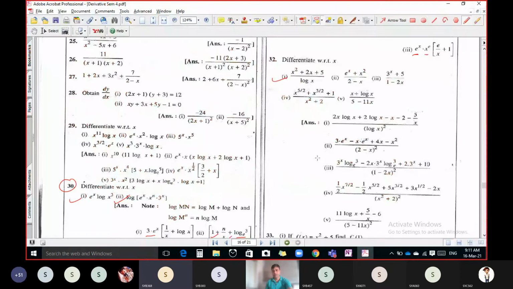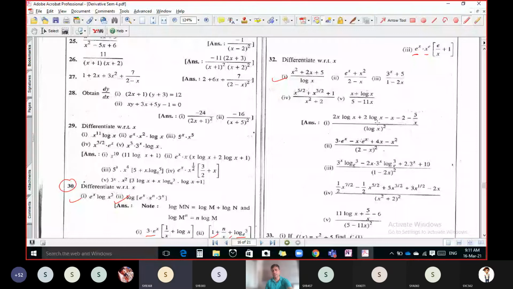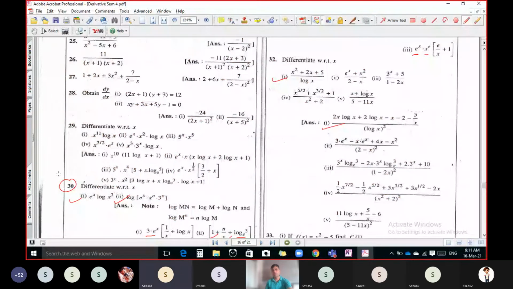See the answer. 2x log x plus 2 log x minus x minus 2 minus 5 upon x, upon log x the whole square. This is the answer. Okay.